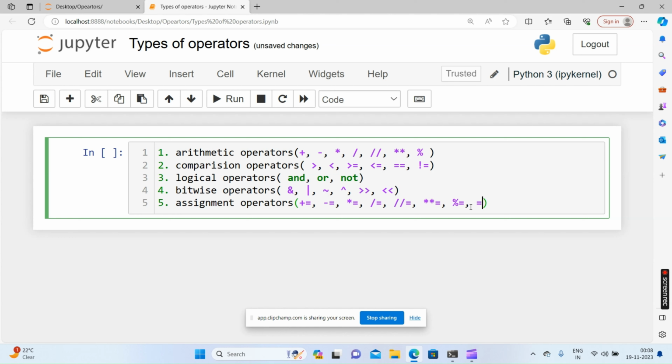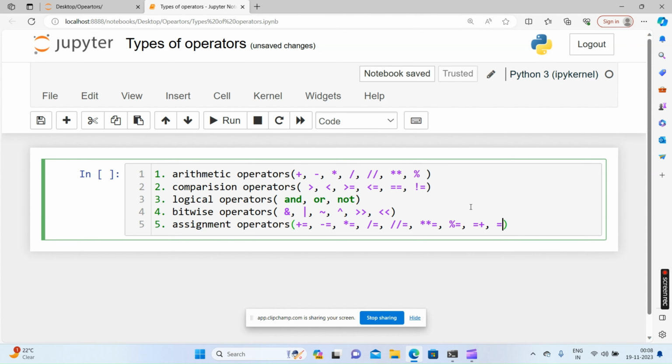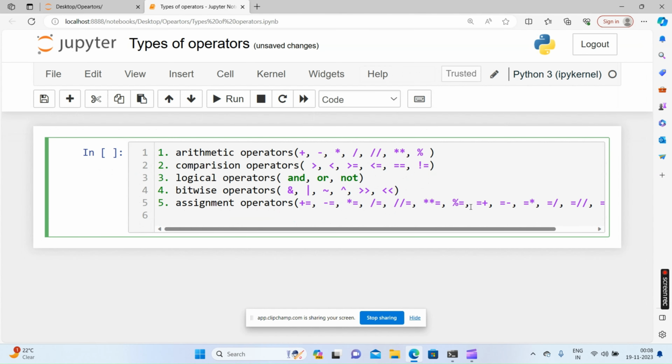Now the post means the symbol after the equal sign. So post-increment, post-decrement.